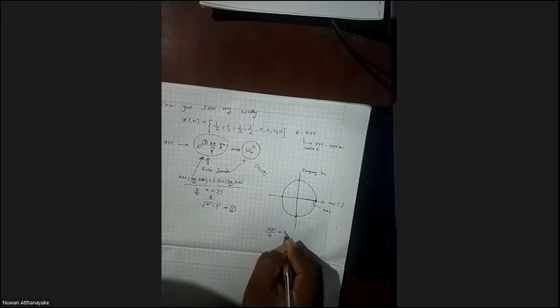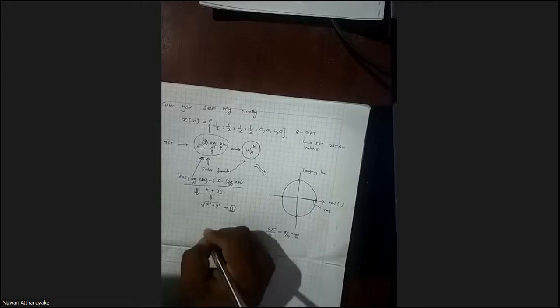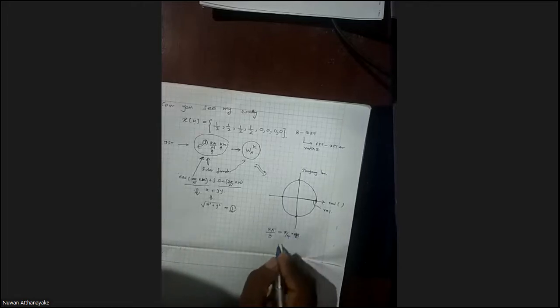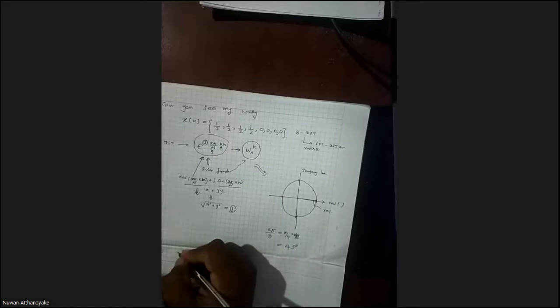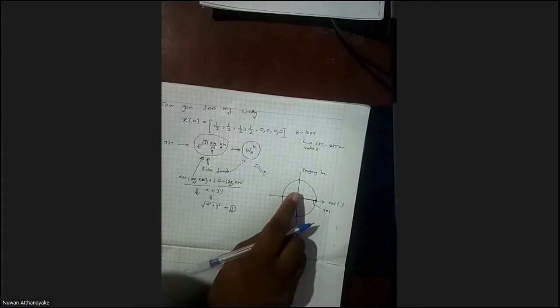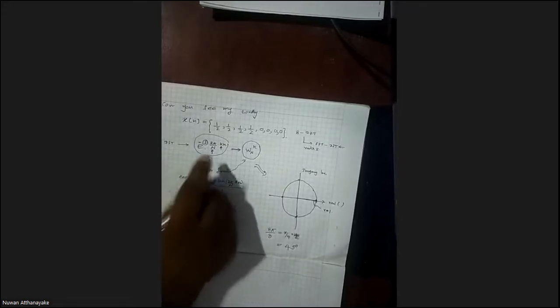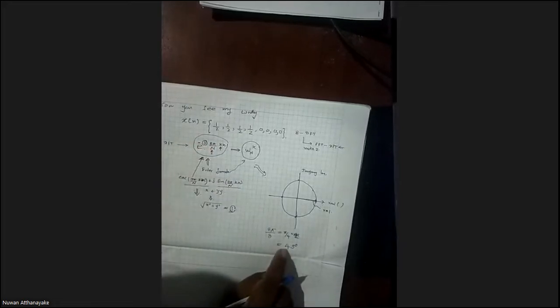I will get 5 by 4, that is 45 degree, okay. So I think this term should be minus, as I can remember, okay. So this term should be minus, and so this is 45, okay.